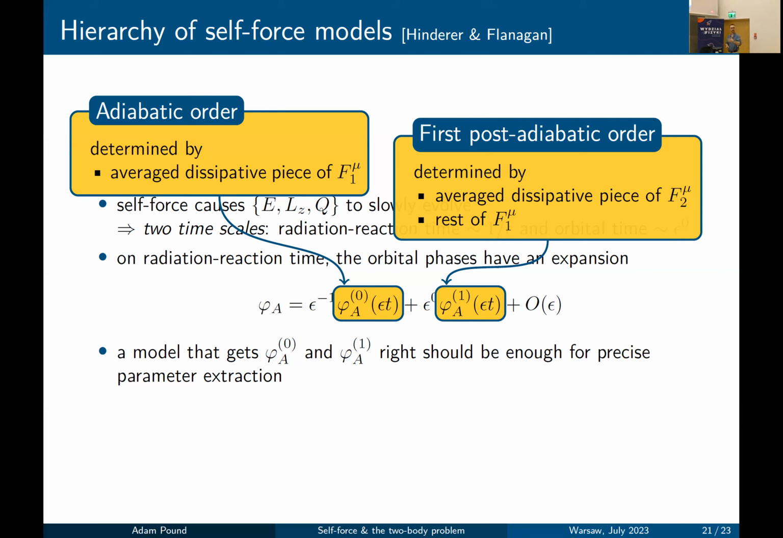So the self-force includes conservative effects, not just dissipative, and includes oscillatory effects, not just secular averaged effects. So this is what we need to get the accuracy that we're aiming for in gravitational wave astronomy. We need to do second order perturbation theory, but we don't need everything from second order perturbation theory because we only need the averaged dissipative piece of the second order self-force.